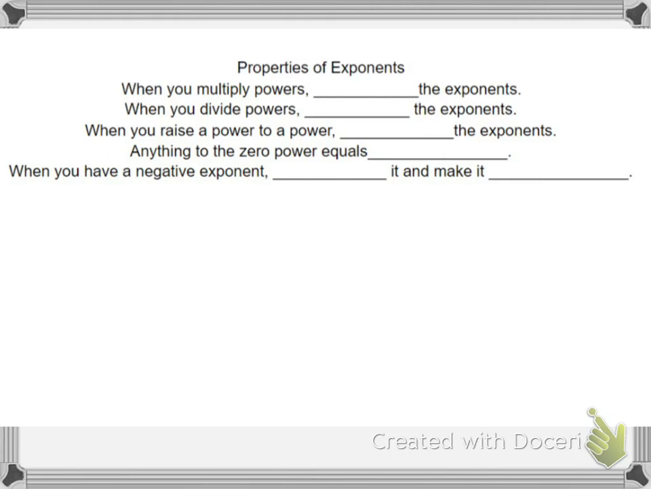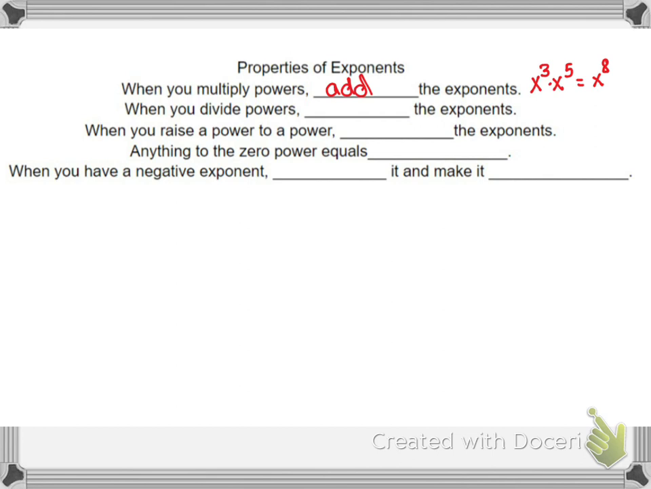This lesson is to review your rules for properties of exponents. So, when you multiply powers, you're actually going to add the exponents. A real quick example to help refresh your memory here. So if I'm taking x to the third times x to the fifth, remember you're going to add those powers, and that would be x to the eighth.